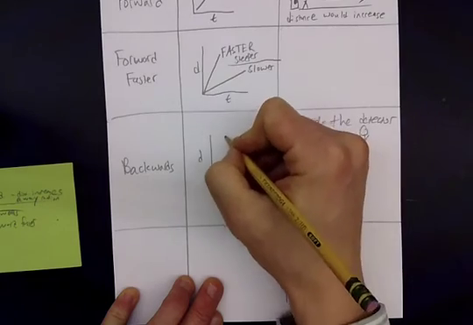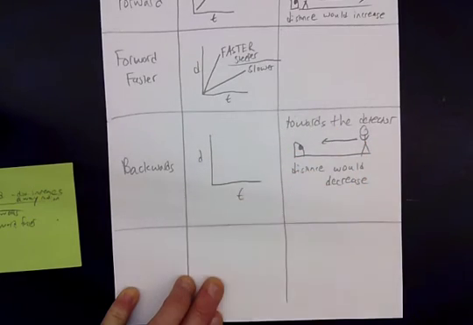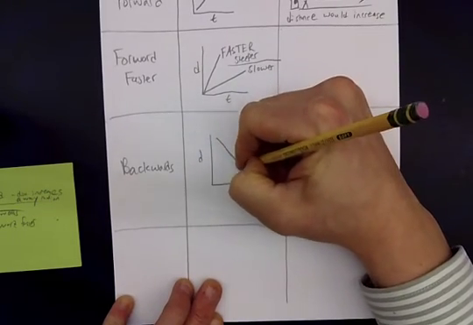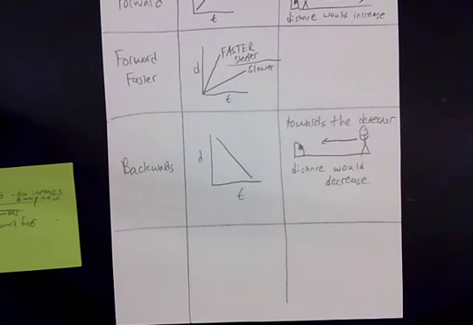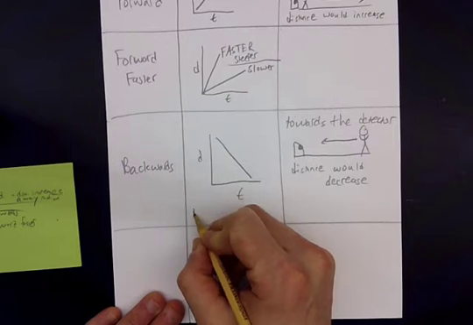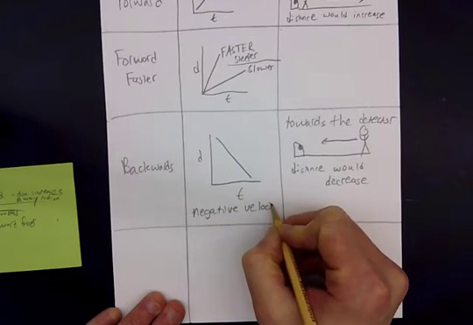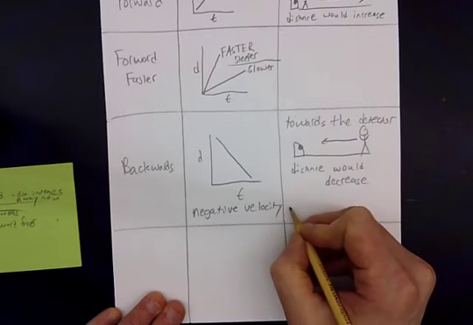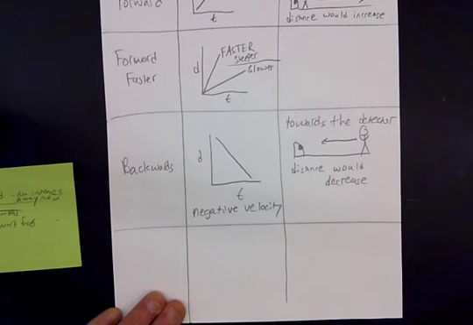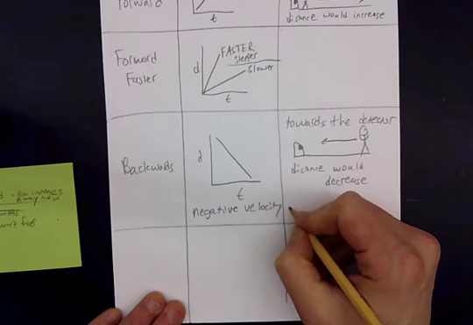So the distance would be going down, all right, as time went on, and that would look like a decline when you went backwards, okay? Sometimes we call backwards a negative velocity because the slope is negative, so we call it a negative velocity, all right?